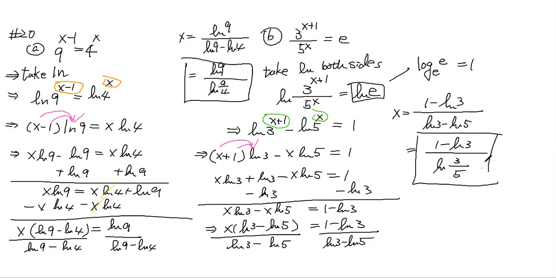Now we have 3 very important log properties. If you add logs, it will be log multiply. Log minus log will be log divide, right? Then if you have exponents inside the log, you can take that out. It's like a multiplication of that log.